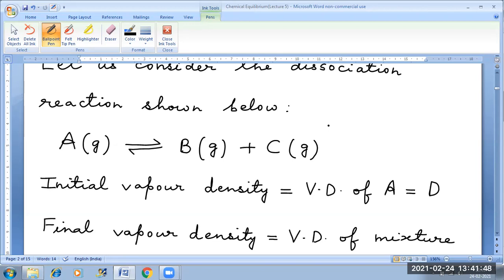Can I say this is the pressure initially, that is, when the reaction just started, that is P1? Yes sir. The vessel should be closed. It is nothing but this, where Na is the number of moles of A.